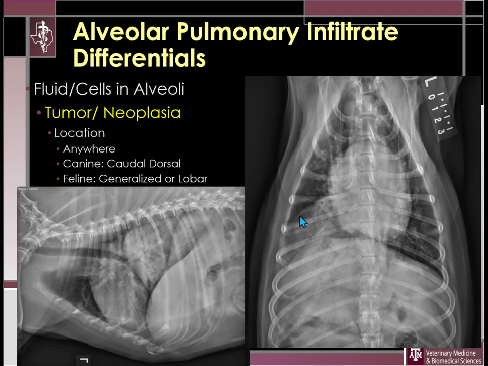Occasionally, tumors will result in a focal lobar alveolar pattern. So this guy, there's this focal soft tissue opacity in the caudal dorsal lung. It has some rounded margins, and it can occur anywhere. In dogs, the caudal dorsal lung is a common place for primary lung tumors. In cats, it tends to be more generalized or lobar.